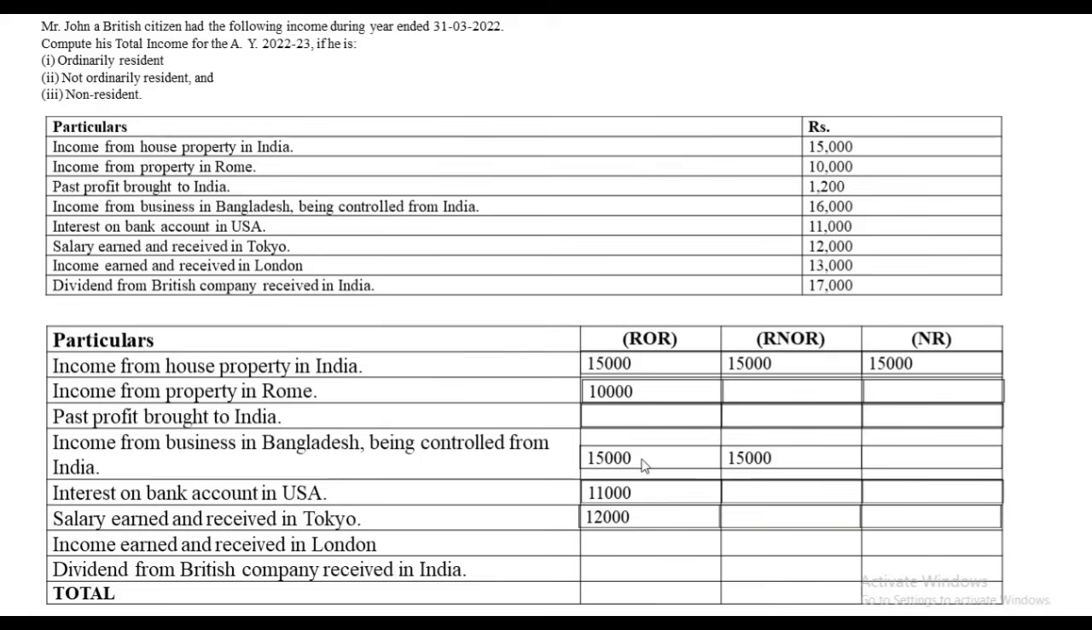Okay, the next is income earned and received in London. Again, it's a foreign income. Only the first person will have to pay tax. Last, dividend from British company. Dividend is from a British company, but it is received in India. Since it is in India, everyone pays tax for it.